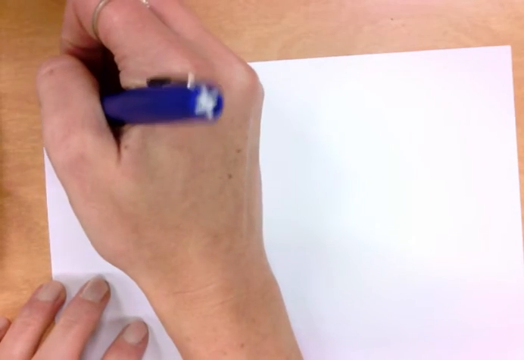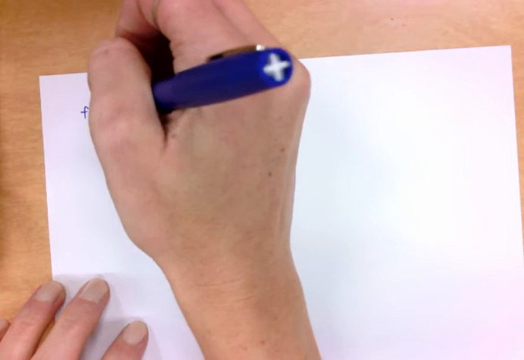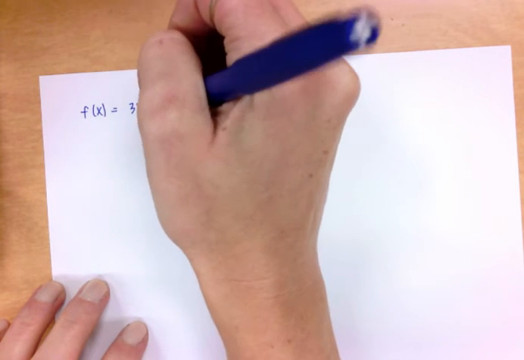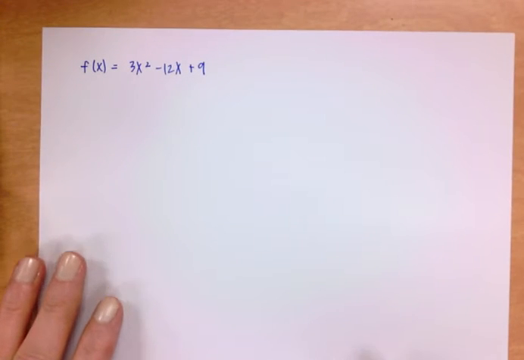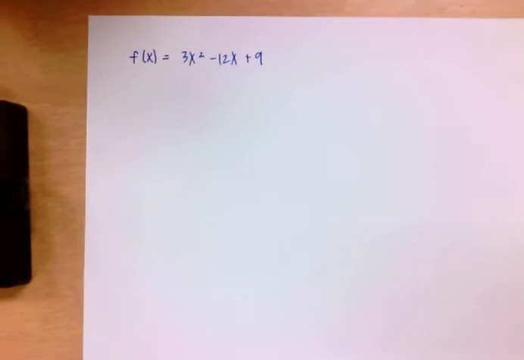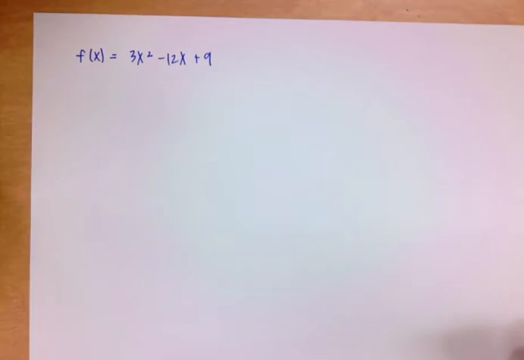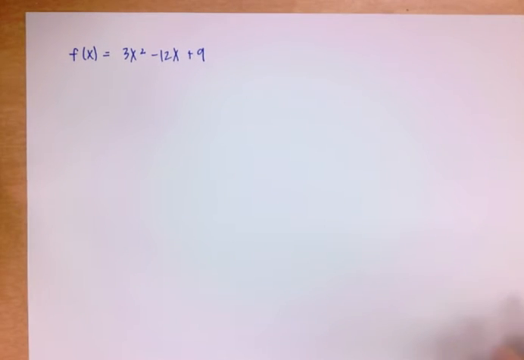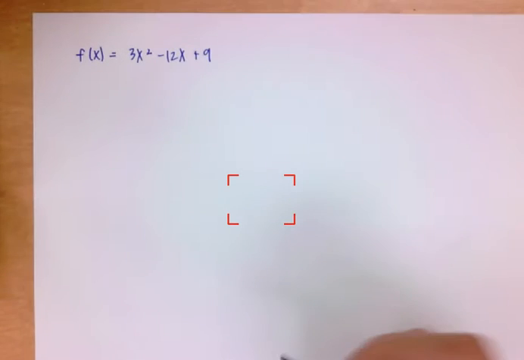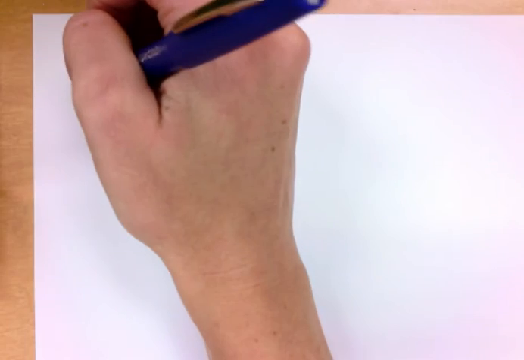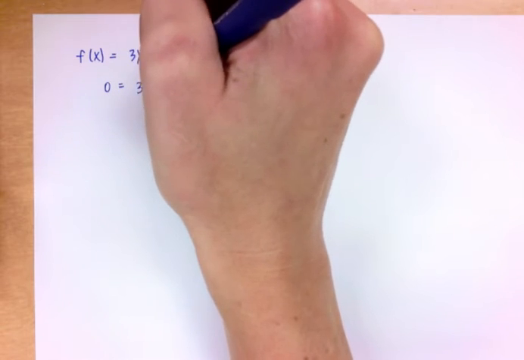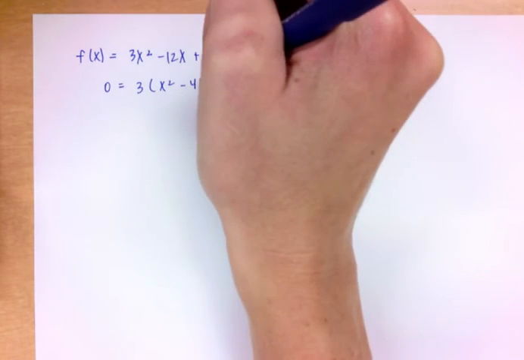If you're given something like f of x is 3x squared minus 12x plus 9, you have algebra skills that would help you to find your zeros. Your zeros, of course, are where f would cross the x-axis, so that would be f of x equal to 0. You would factor out a 3 and get x squared minus 4x plus 3.